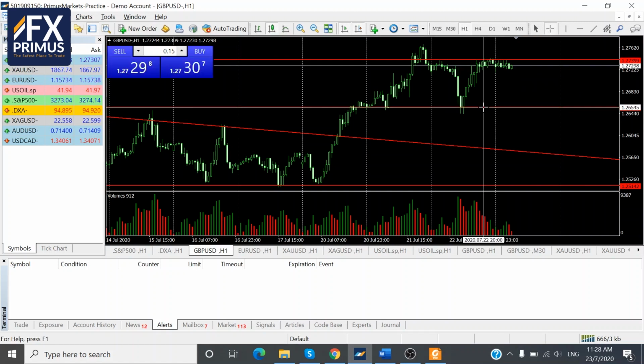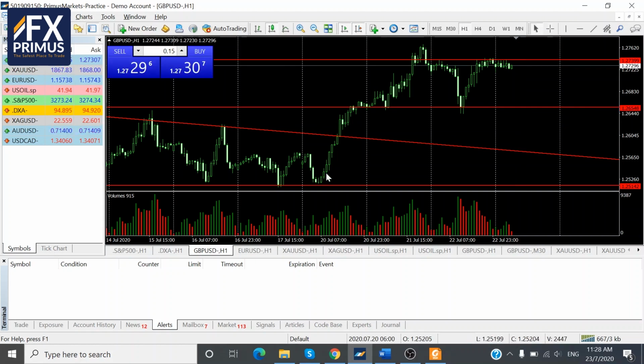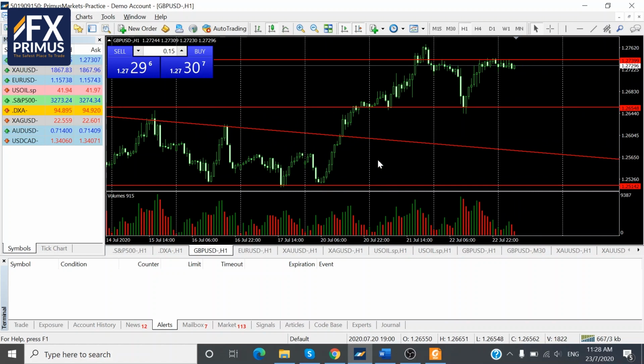Okay, so for the UK pound, it is currently in the consolidation phase. On the upside, we have a resistance at 1.2740, and to the downside, we are looking at the next support level of 1.2653. Okay, so that is the range for the UK pound.